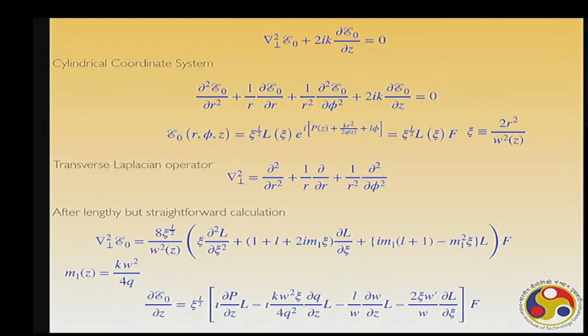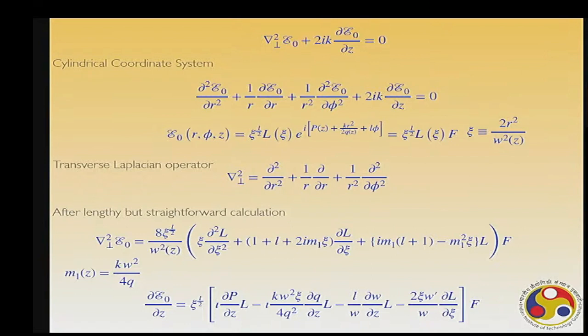Now, what do we have? We have a phase vector. So we need to find out P z, Q z, and we need to find out L, that is the log of a polynomial.